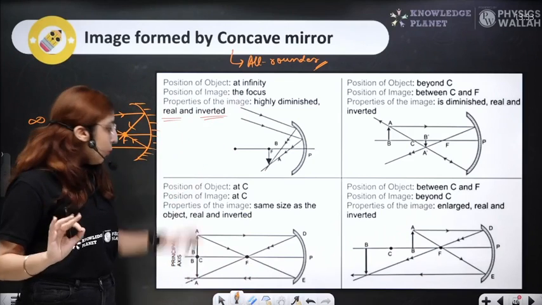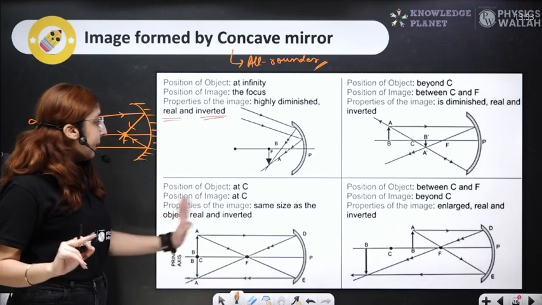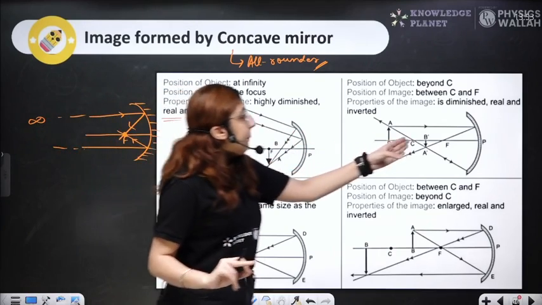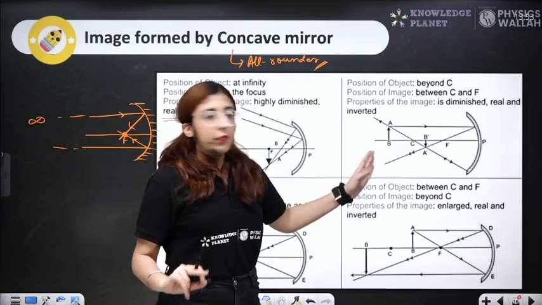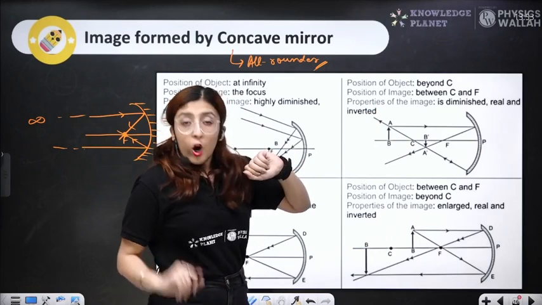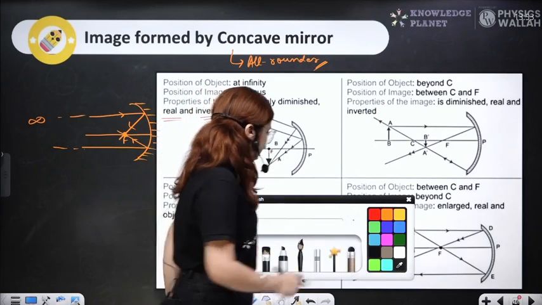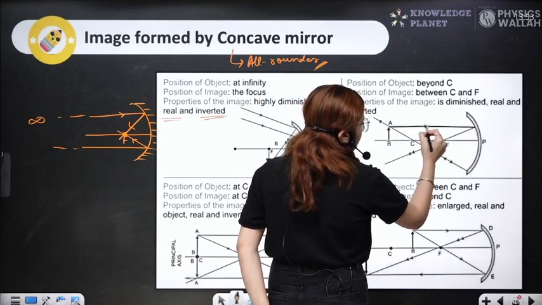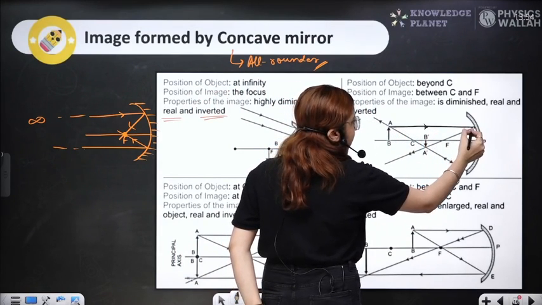Yeah, next one, let's bring the object a bit closer. Okay, so now the object is kept beyond C, beyond center of curvature. So what is happening? Have a look. My incident ray is parallel. After reflection, it is passing through the focus.